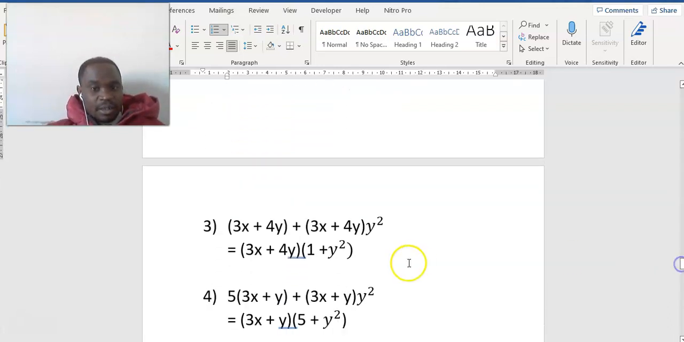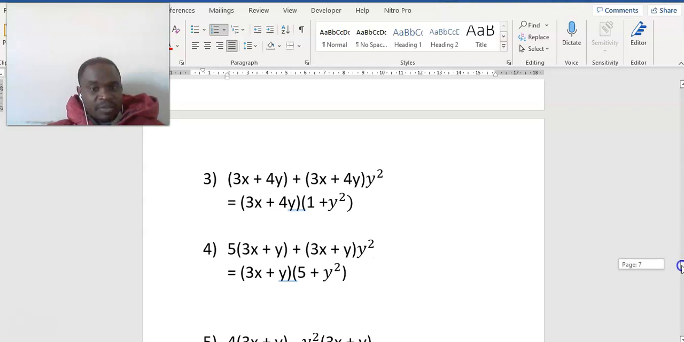Let's look at another. 3x plus 4, 3x plus 4y. What is it going to be? They are common, so it's a factor. You write it. What number do you see in front here? It is 1. Plus, what number do you see here? It is y squared. This y squared can be written here or here. Okay, let's look at another. This time we have 5 in front. So 3x plus y, 3x plus y is common. So you write it once. You write a 5 plus y squared.